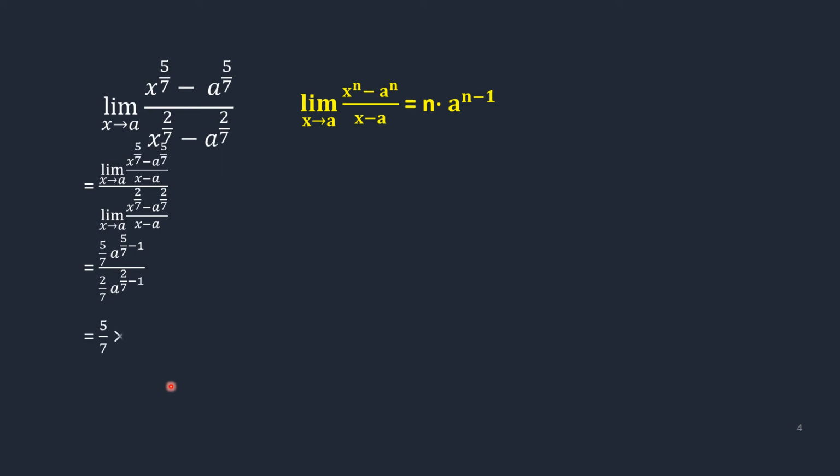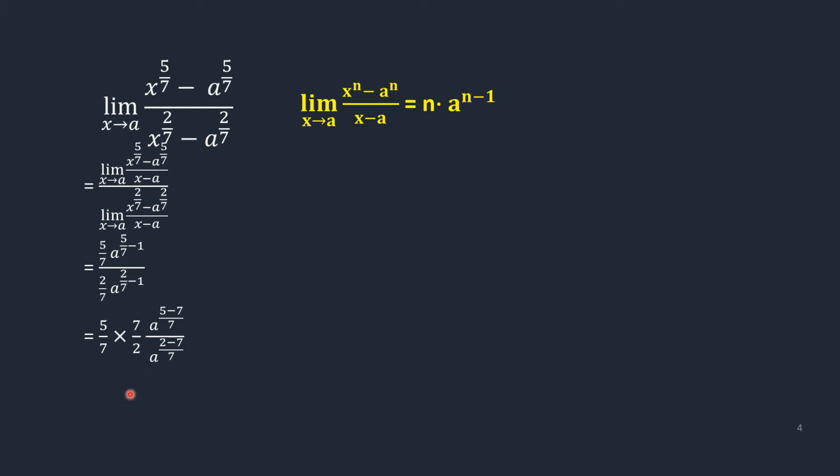which becomes 5 by 7 multiplied by 7 by 2. This 2 by 7 becomes 7 by 2, multiplied by, in the numerator, a to the power (5 minus 7) over 7, divided by a to the power (2 minus 7) over 7.